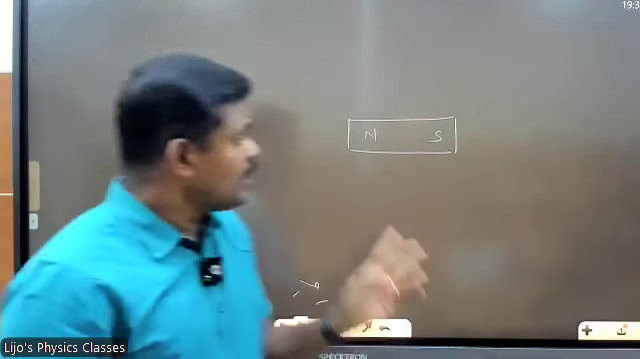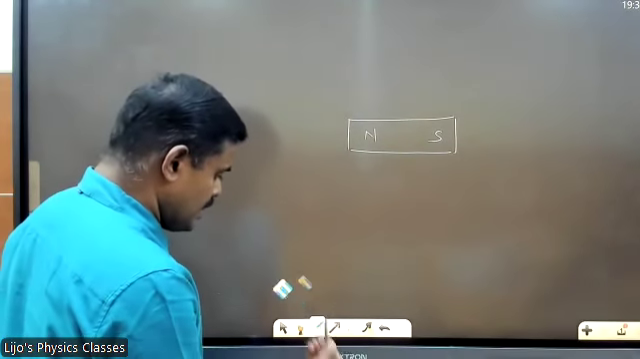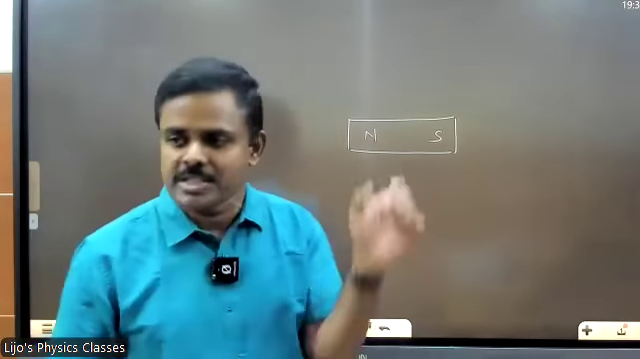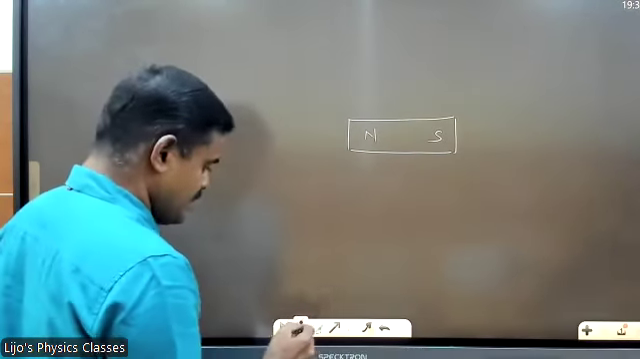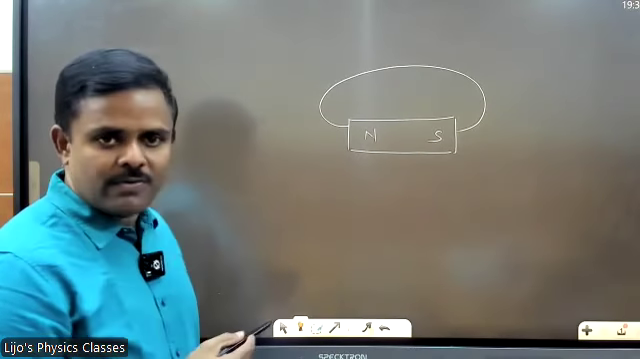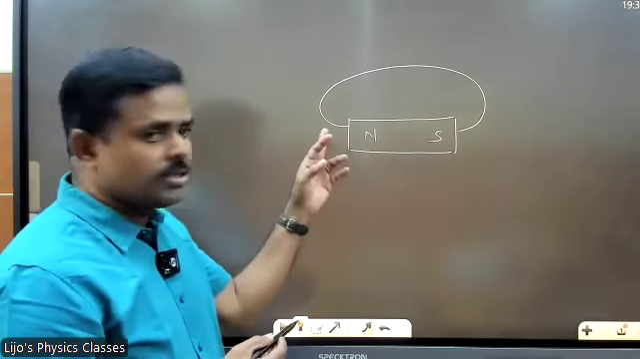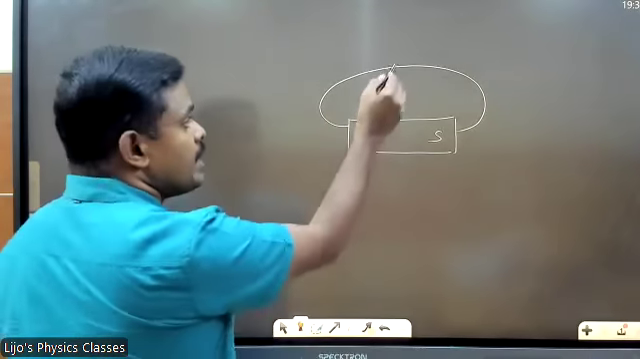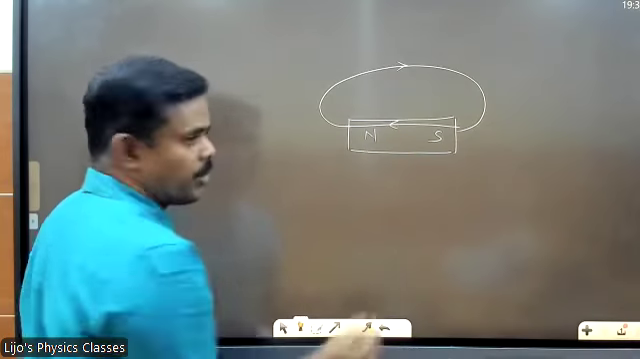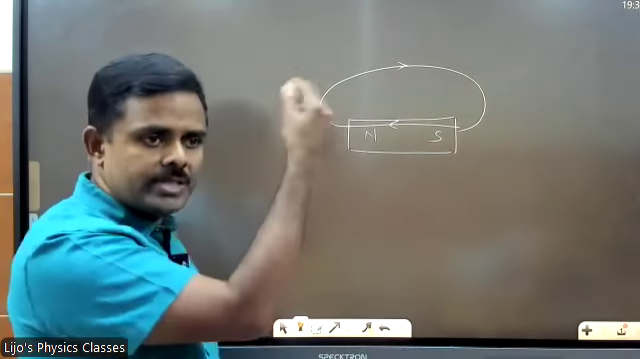So bar magnet shows directive property. There is something called directive property. It always shows north-south direction. Another thing is, there is something called magnetic field line, which we draw. They are from where to where? North pole to south pole. Outside, north pole to south pole, while inside, they are coming back to north pole. So they form closed loops like this.